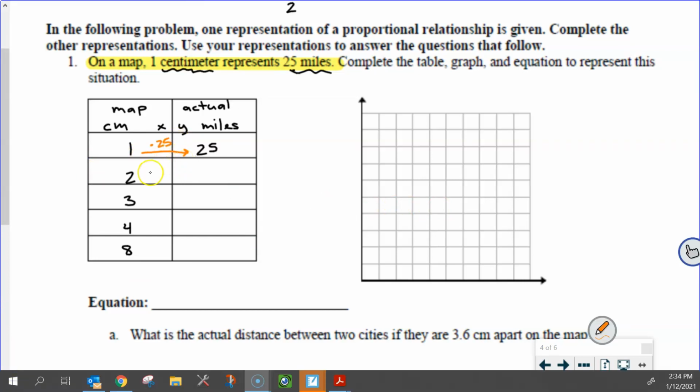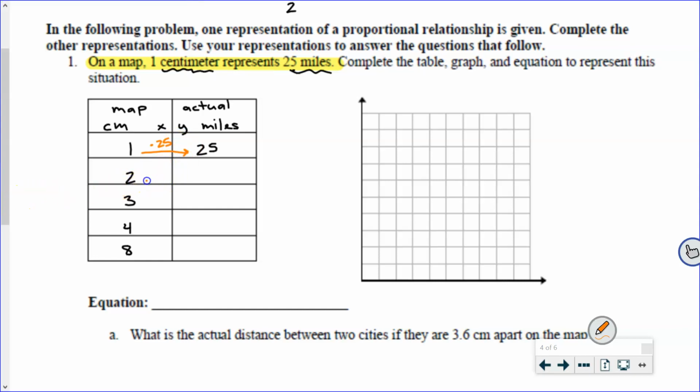Okay, let's go over this. I need you to come back together with me. 2, we go forward by multiplying by 25. So that's going to be 50, and I'm going to continue. 3 times 25 is 75, and 4 times 25 is 100, and 8 times 25 is 200. I skipped ahead. You might have done number 5. I skipped ahead to 8.